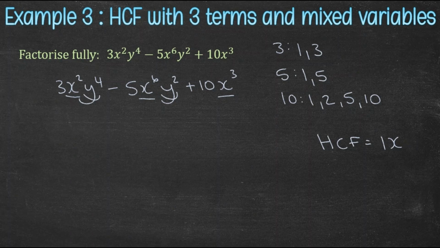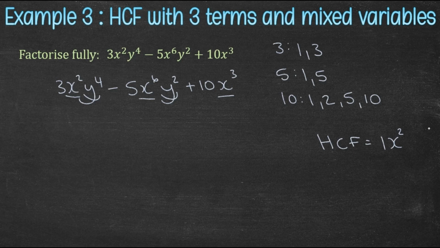Next step is to use the lowest exponent for my shared variables. Now I know already that x is my only shared variable because that's the only variable that appears in all three of these terms. Now let's look at the exponents for x. First up, we've got a 2, I've got a 6, and I've got a 3. So immediately I can see that 2 is the lowest exponent. So that is the one that I'm going to write down. So that is step 4 done.